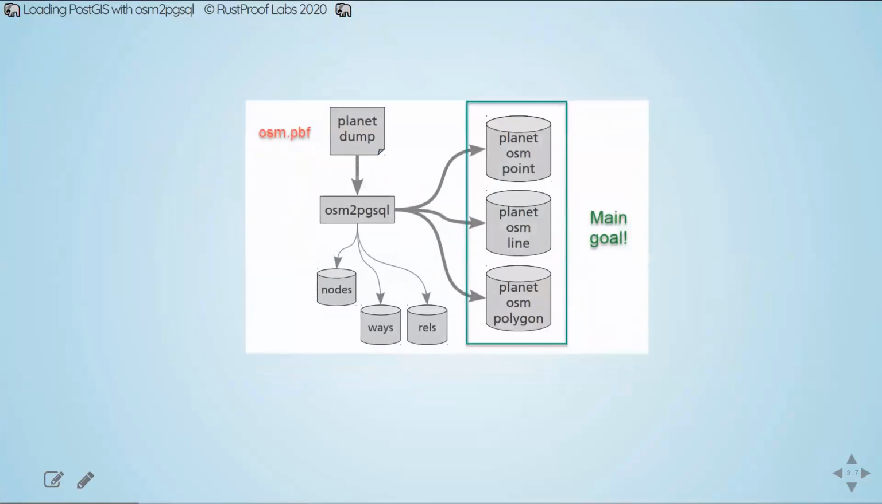And in all reality, the end goal are these 3 tables. We want the point, line, and polygon that are generated. This is where we build the rest of our analysis. This is where we pull out the spatial data and all of the goodies from OpenStreetMap.